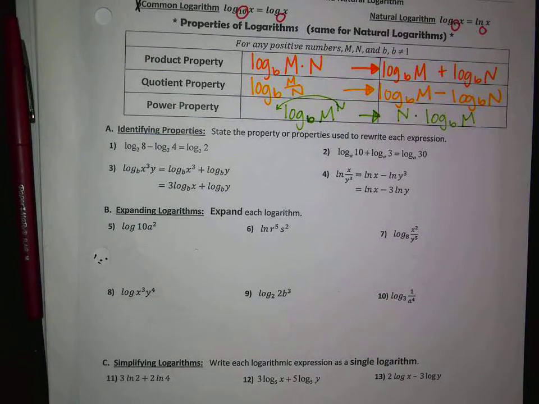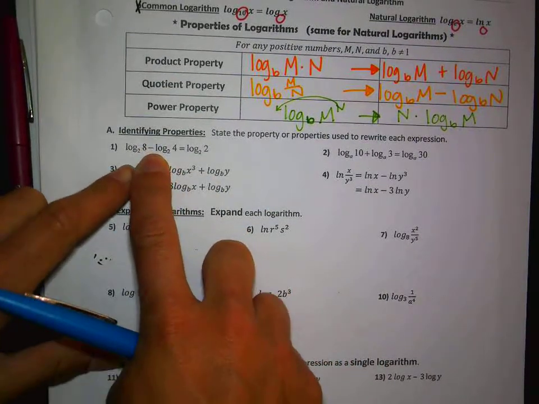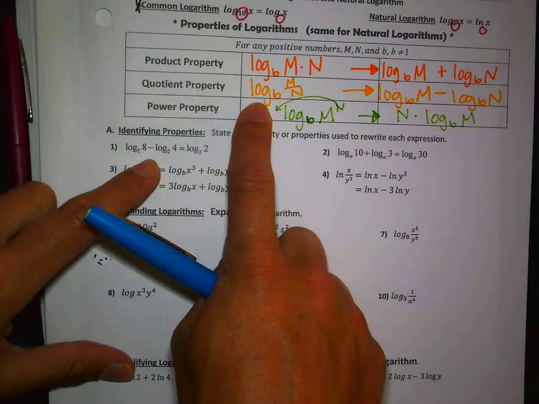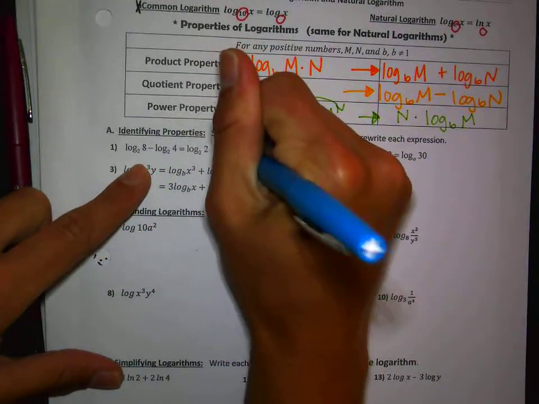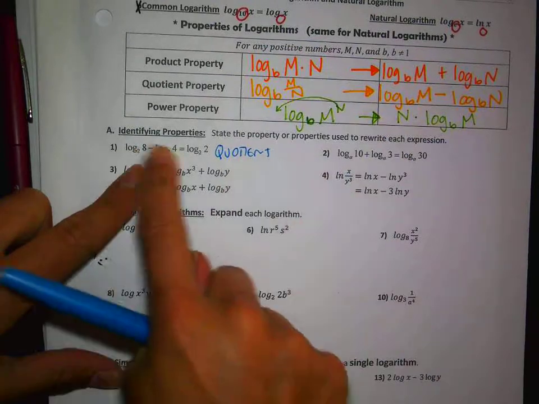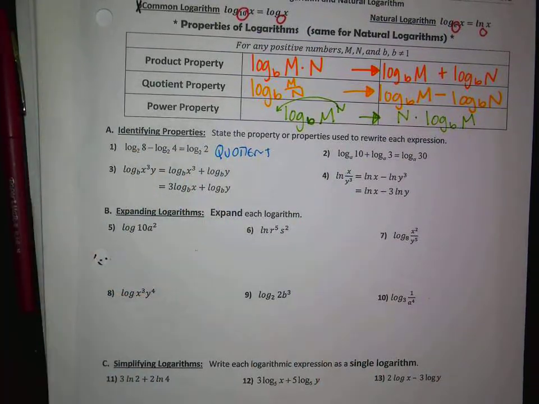All right, 1 through 4 is just telling you to identify the properties. So we're just trying to look for the type of property that's used. So here, this is a subtraction. Well, remember, subtraction and division go together. And so that is the quotient rule. Because 8 divided by 4 is 2. That's where they got the 2 from. So that's the quotient rule.